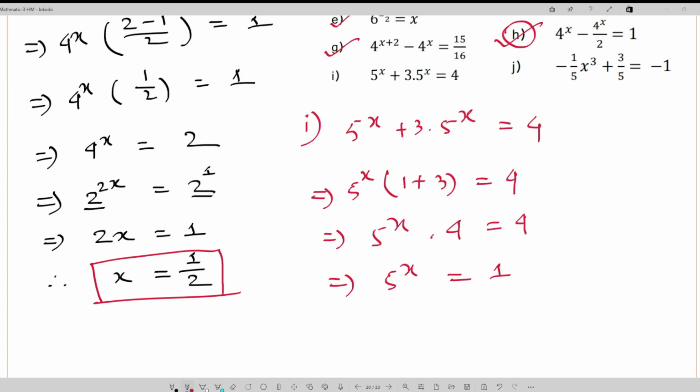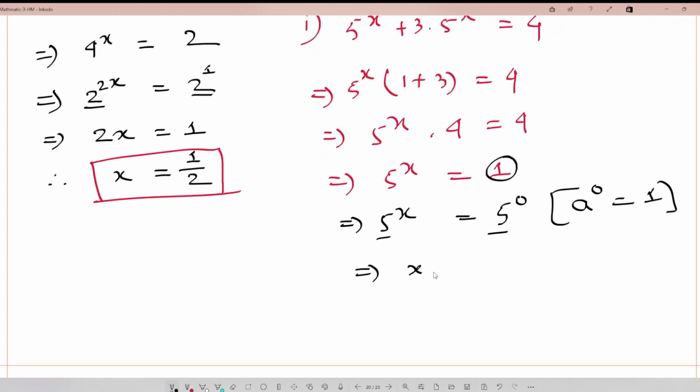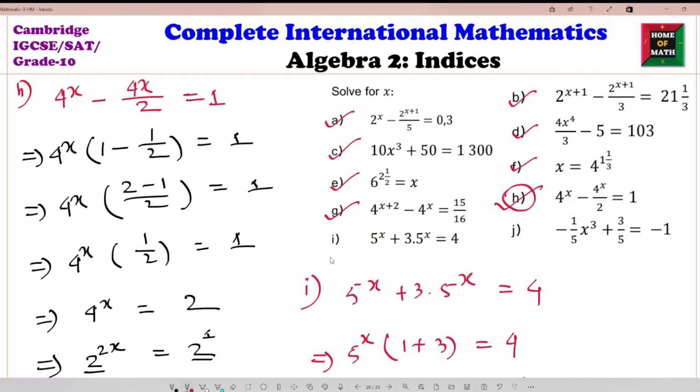Now what can we do? We have to make 5 on this side also. How? Look, 5 to the power x, and this 1 we can write as 5 to the power 0, because we know a to the power 0 equals 1. Now both bases are the same, so we can write x equals 0, and this is our answer. So number I is also done.